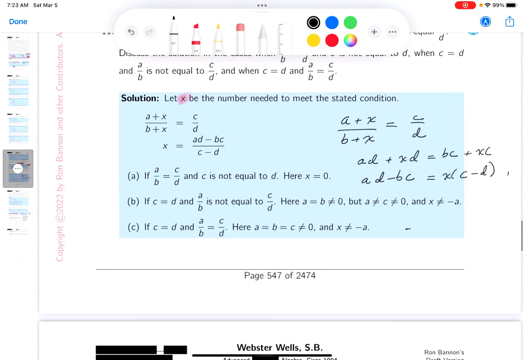I'm going to solve for x. What's x going to be equal to? AD. Whoops, I made a mistake there. Got to correct it. Let's see, AD minus BC over C minus D.